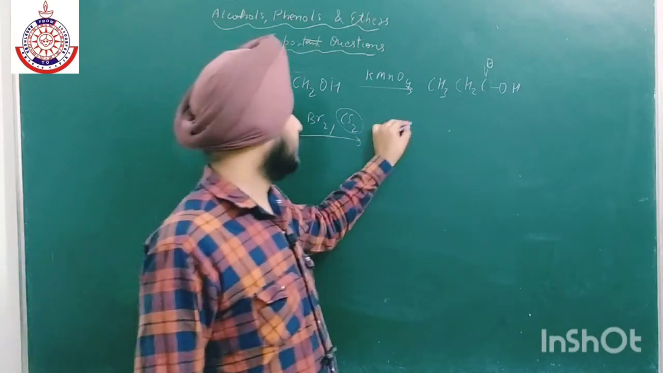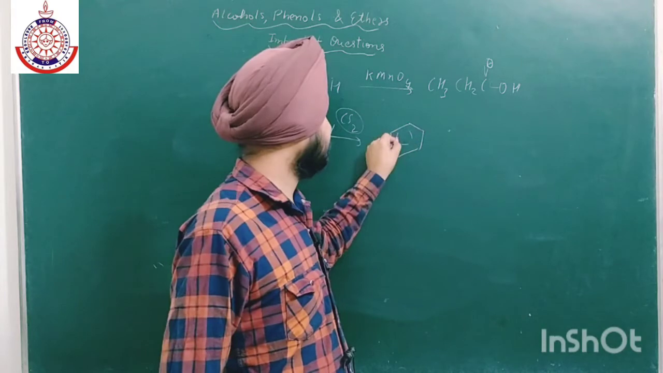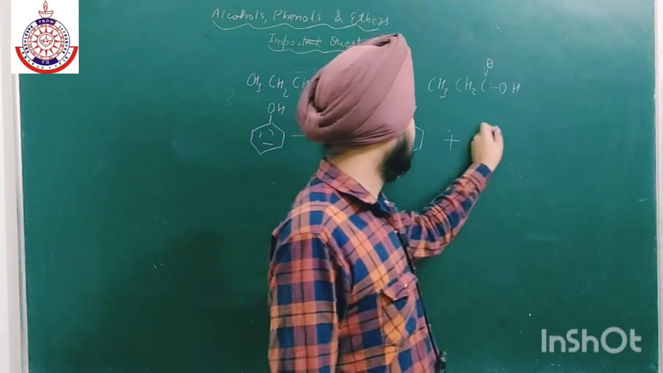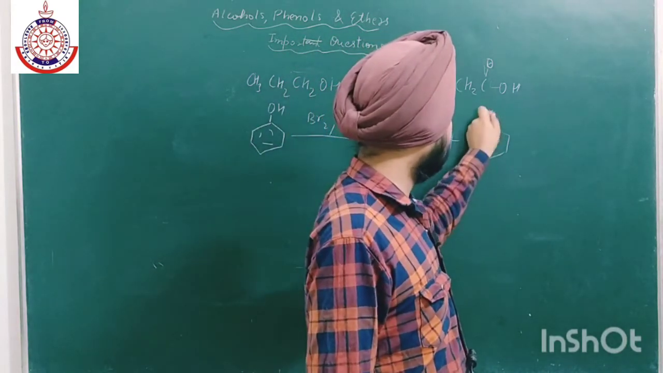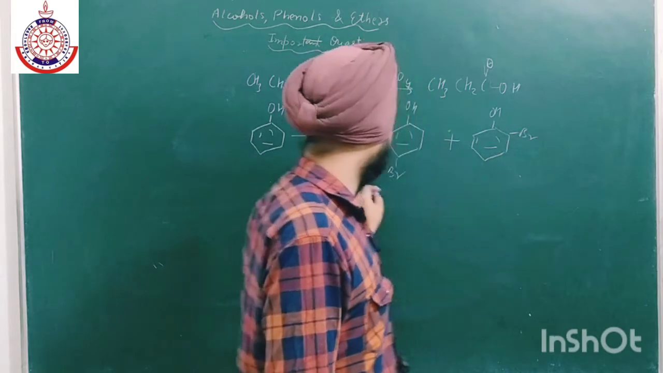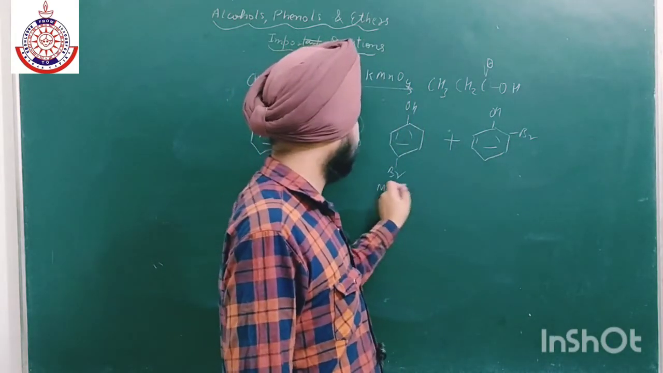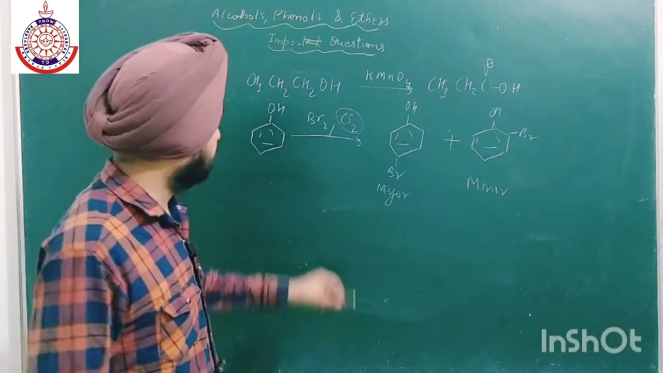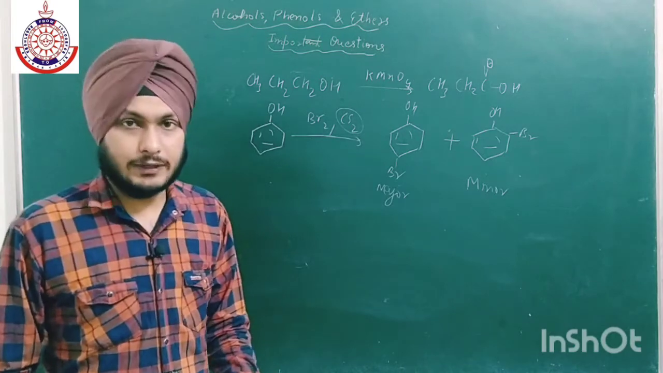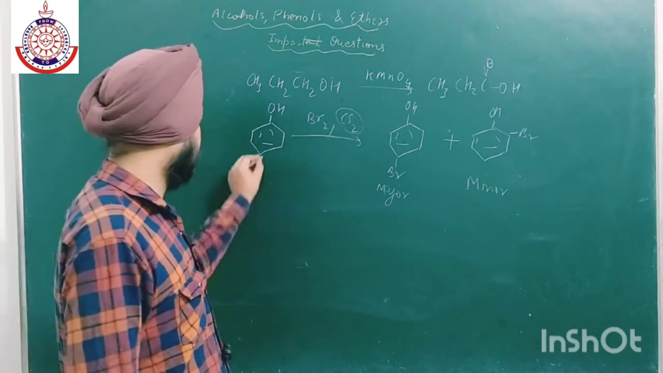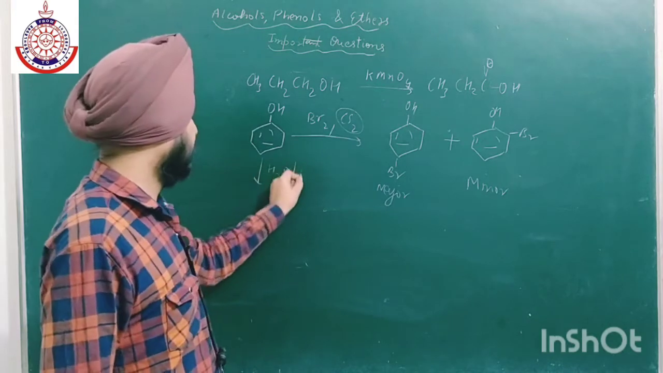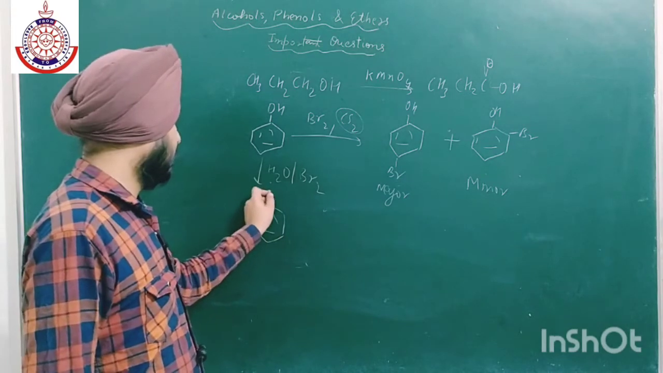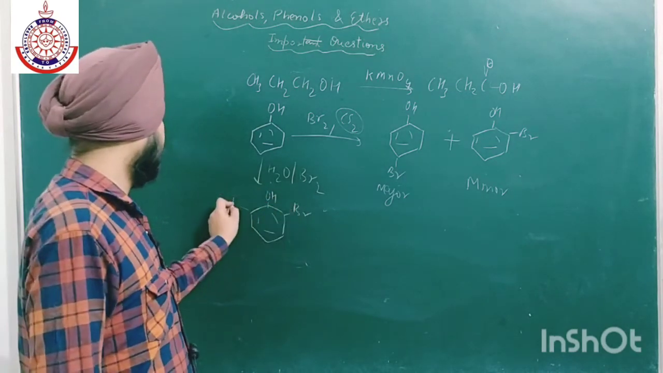So we'll get two products. The first one is para, which is more stable, plus ortho, which is the minor one. This is major and this one is minor. So you have to keep this in your mind. Now if I replace this CS2 with water, a polar protic solvent, then with water plus Br2 the product will be OH with Br, Br and Br.